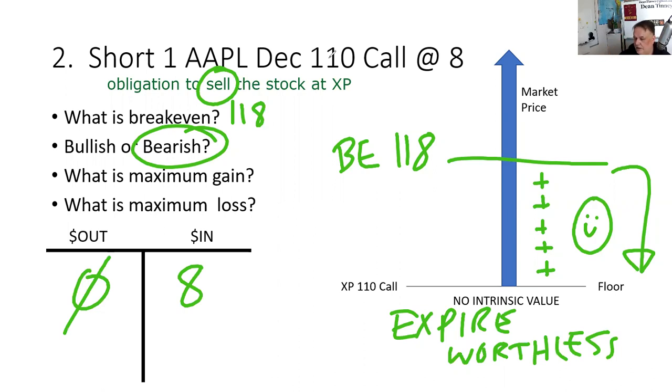So my maximum gain is the premium. Let's put that in there. It won't be both points or per share, but that's 8 points on one contract governing 100 shares. And so that's $800.